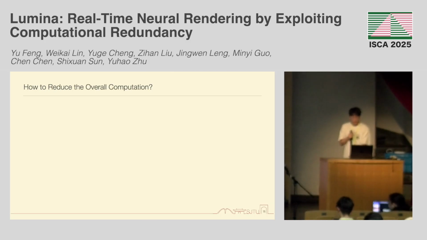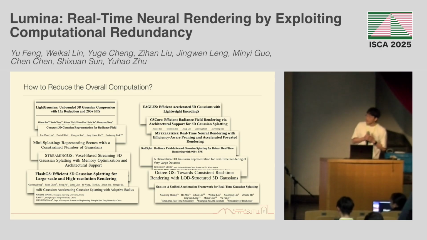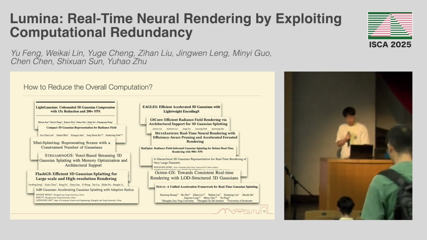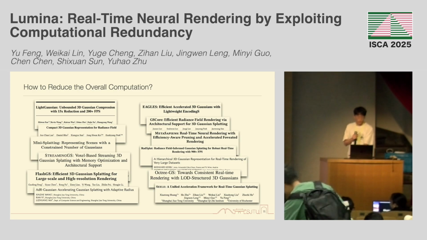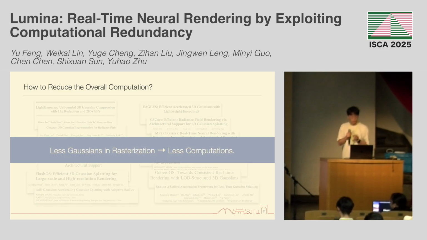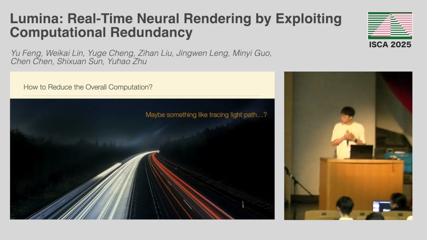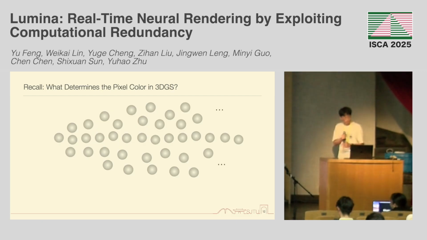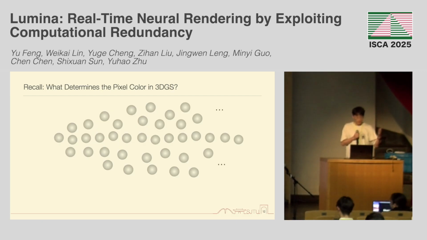There are numerous studies on efficient 3D-GS recently. If you allow me to use one sentence to summarize the core idea of this work, that is to reduce the number of Gaussians in the 3D-GS models. Because fewer Gaussians means less computation. However, we wonder if there are any other solutions to reduce the computation. For example, how about tracing the light path? And before I explain our idea, let's first recall how to determine an RGB value of a pixel in 3D-GS.